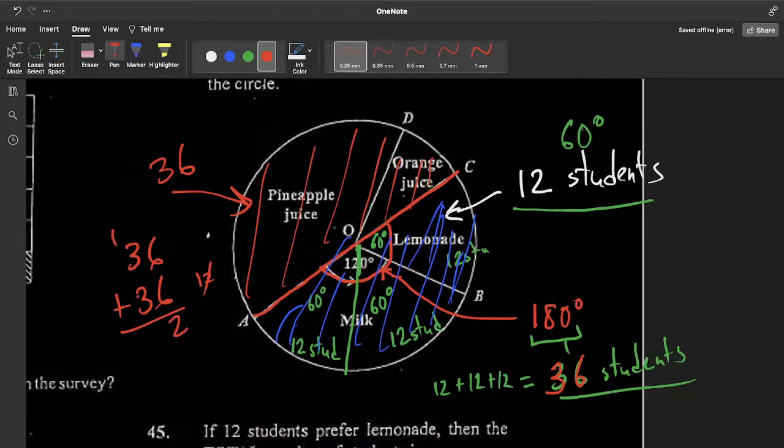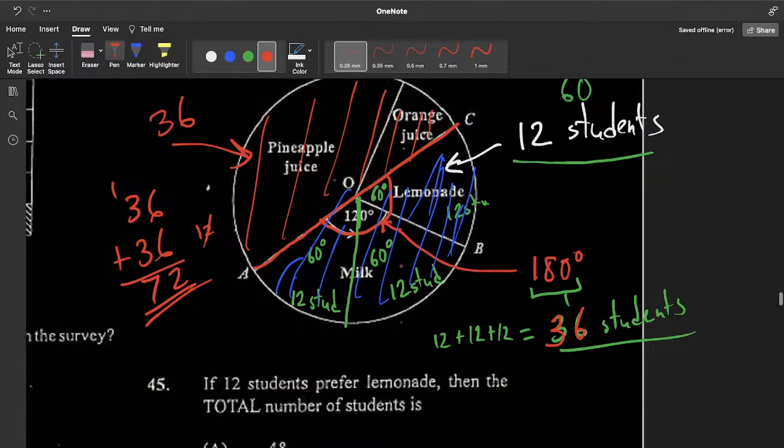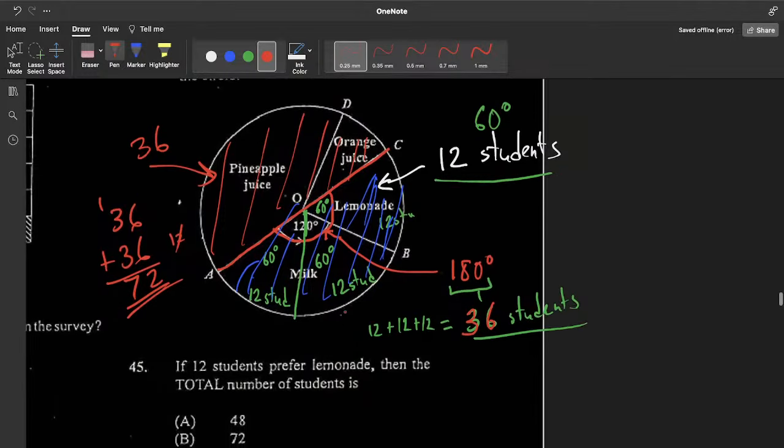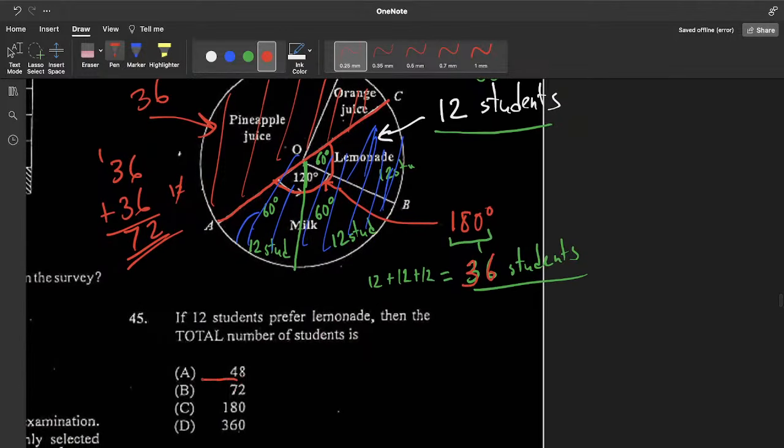We bring over the 1, 3 plus 3, 9. 9 plus 1, 6, 12. 3 plus 3 is 6, sorry, plus 1, 7. So we have 72. So 72 students are the ones that make this total up. Okay, so that would be our answer for this one.